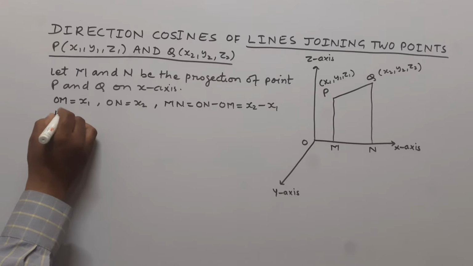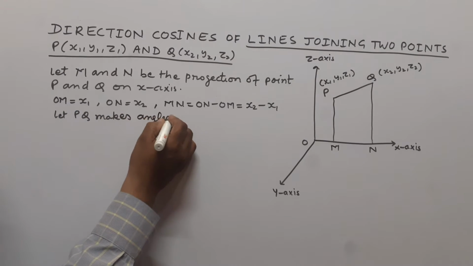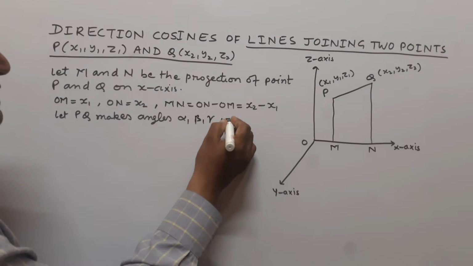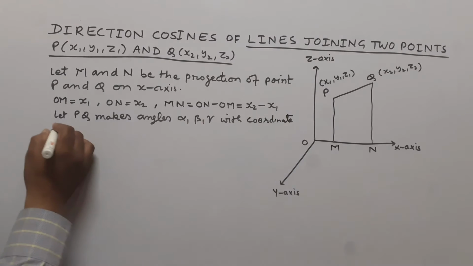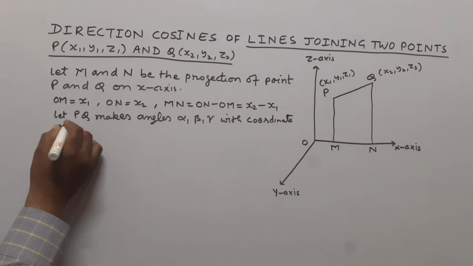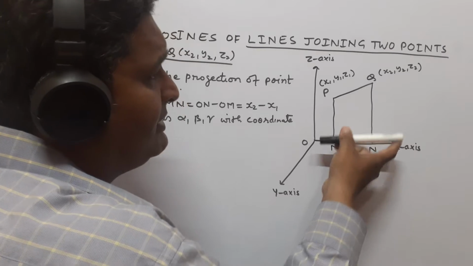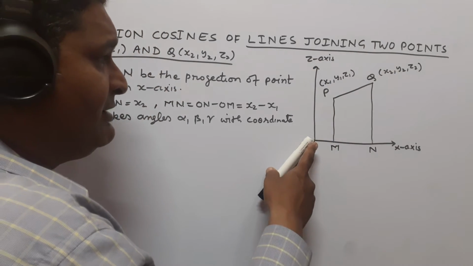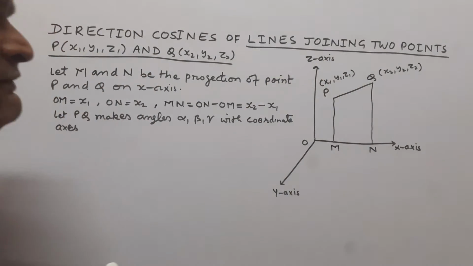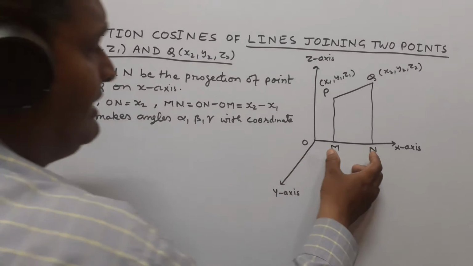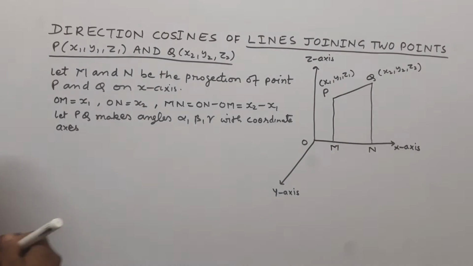Let us suppose that PQ makes angles alpha, beta, gamma with the coordinate axes. Here this line PQ makes angle alpha with the positive direction of the x axis. This line PQ makes angle beta with the positive direction of the y axis. This line PQ makes angle gamma with the positive direction of the z axis.